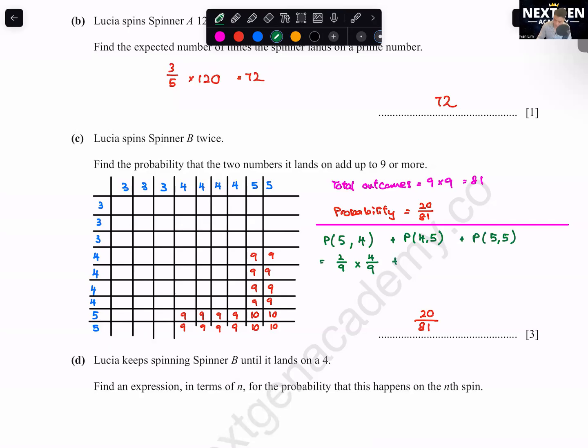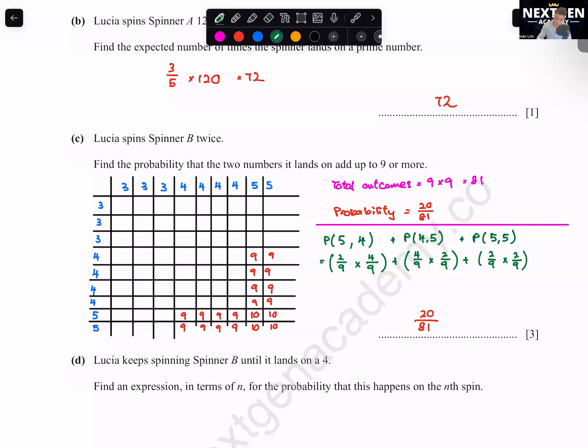So this one is up to you all, okay? If you like this way, you want to do this way, also can. Like that. So 2/9 times 4/9, 4/9 times 2/9. Then, what's the last one? 5. Okay, how many ways can you get 5? 2/9 and 2/9.